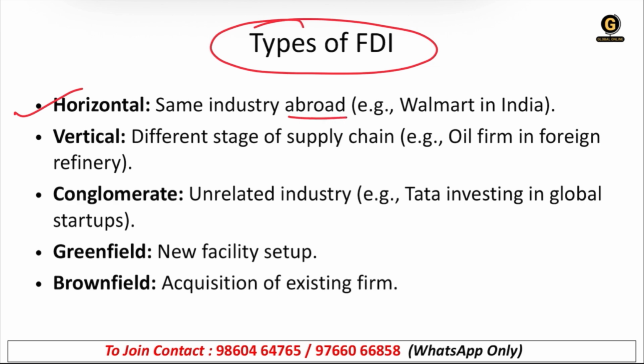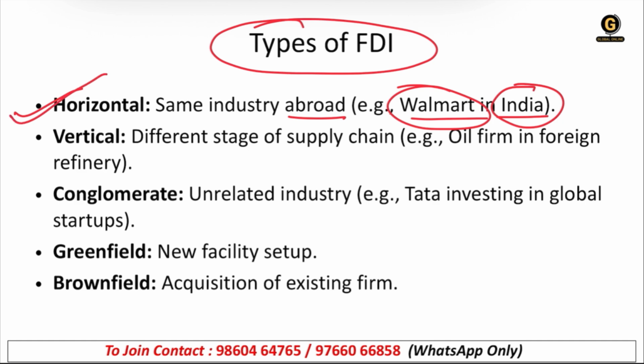Same industry abroad. For example, Walmart in India. See, horizontal investment means a company investing in the same industry but in another country. Walmart is a USA retail giant, correct? But they are investing in India. That is the horizontal investment. In simple words, we can say doing the same business in a different country. It is a simple type of FDI.